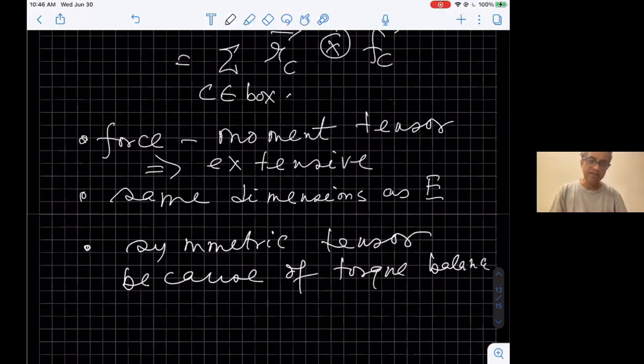And Bulbul, this discussion now is specific to 2D or it's general? No, it's general, completely okay. It's 2D and 3D. Completely general.